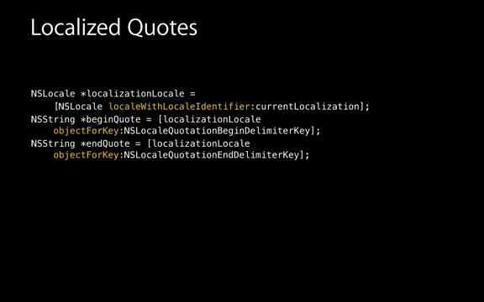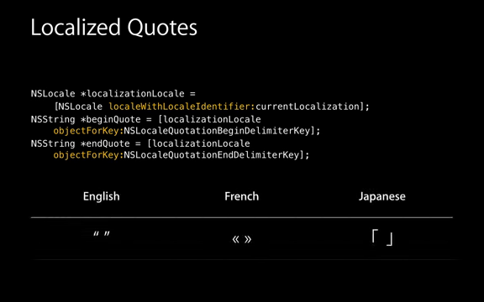Similarly, NSLocale can give you localized beginning and end quotes. And if you want those quotes to match the language that your application is running in, again, you make a locale using that language and then query it for the beginning and end quotes. If you wanted the quotes to match a different language, say you've retrieved a web page and you want to insert quote marks in it, then you would use that language to create the locale and query it for the quote marks. So here again is an example of what you'll get for 3 different localizations: English, French, and Japanese.